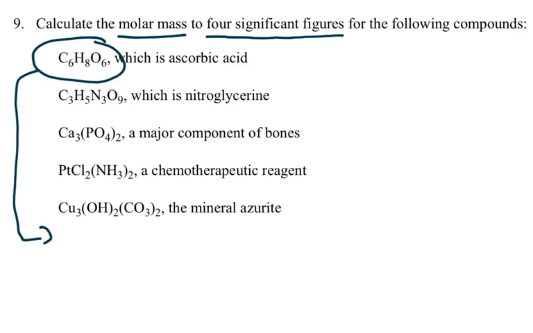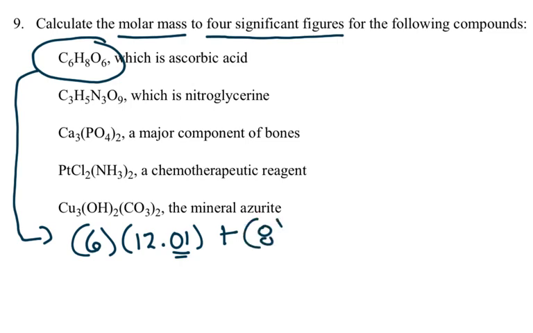Basically, all you do, you take how many of your first element times the mass of your first element. Use these figures. Don't just say 12. Say 12.01. It's there for a reason, okay? So we have 6 times carbon. We have 8 hydrogens. Hydrogen is 1.008. And we have 6 oxygens, 16.00. Okay.